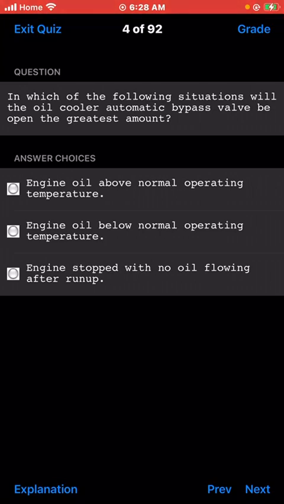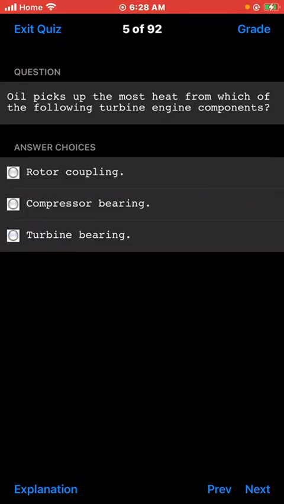In which of the following situations will the oil cooler automatic bypass valve open the greatest amount? Engine oil below normal operating temperatures.